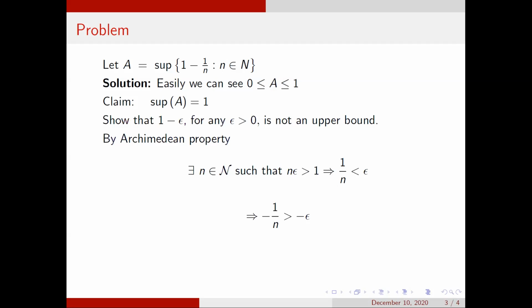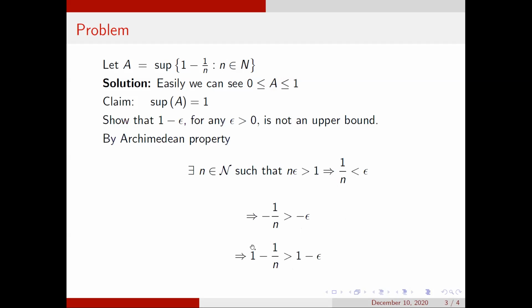Multiply by a negative sign on both sides, so the inequality will change. So minus 1 by n is strictly greater than minus epsilon. Now we add 1 on both sides, and it gives us 1 minus 1 by n is greater than 1 minus epsilon. It means 1 minus 1 by n belongs to the set A, right?